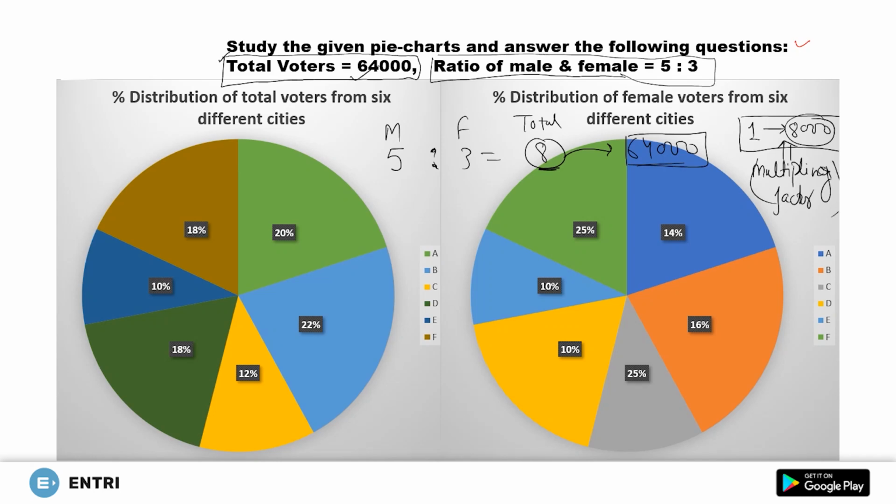Okay. Now you have two types of questions. In the first type of questions, you have to calculate exact values. What are exact values? Suppose in a question he is asking you to find the average, then average is the exact value. Then you need to use this multiplying factor.